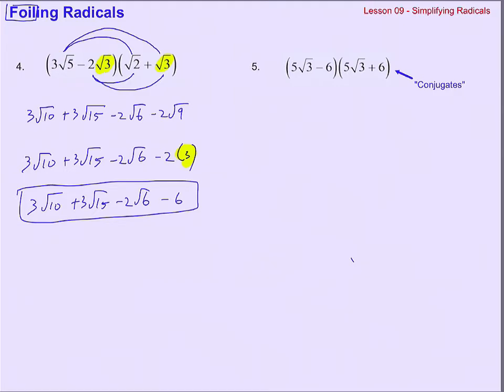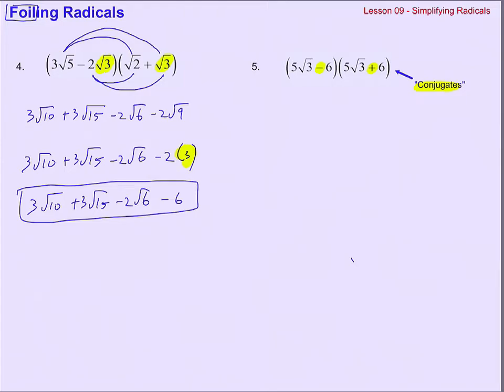5 root 3 minus 6 times 5 root 3 plus 6. I want you to notice the similarity between the two. They're pretty much the same thing. They're not opposites of each other. That's important. Don't use the word opposite because they're not. But if the two binomials have one shared term, the 5 root 3, they both have a 5 root 3 in it, but one pair of opposite terms, the negative 6 and positive 6, these binomials are called conjugates. It's a fancy word.